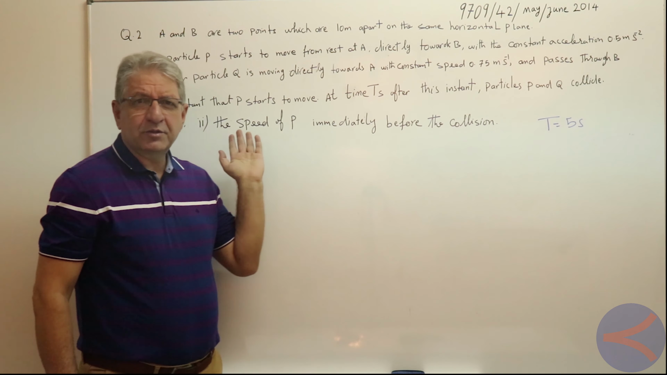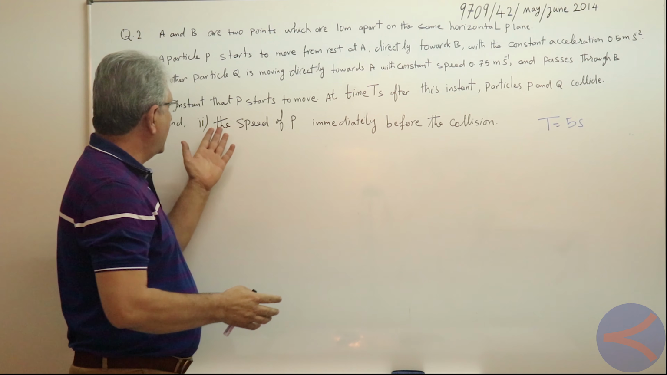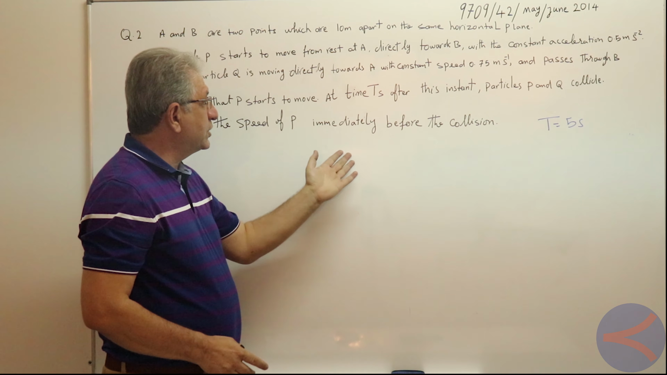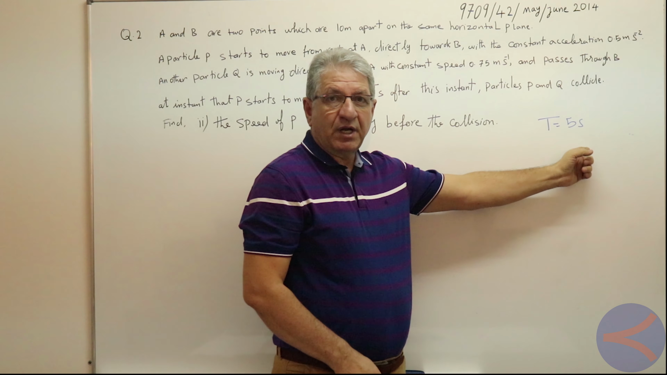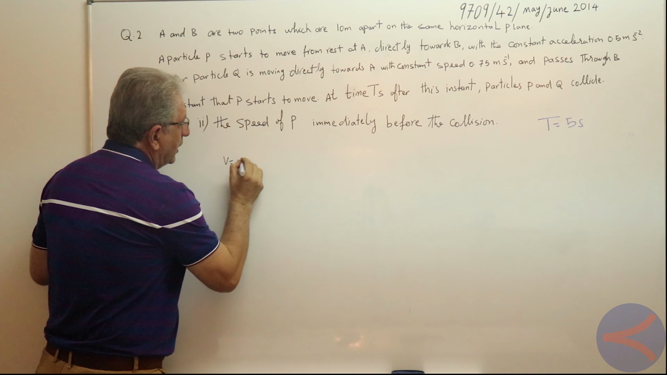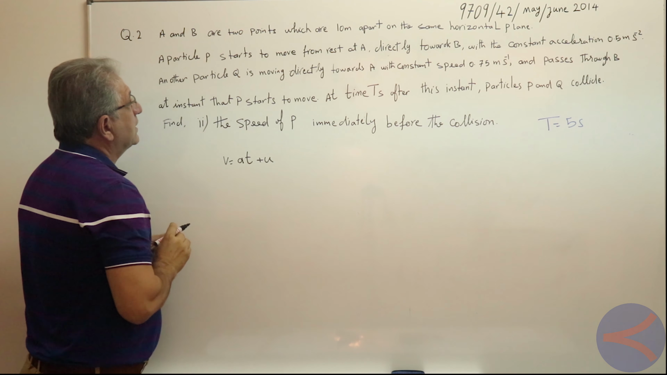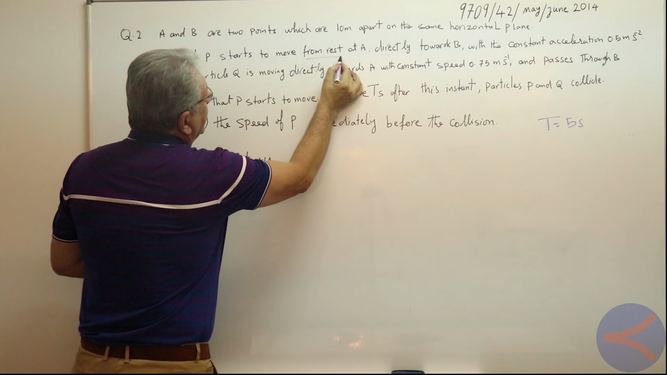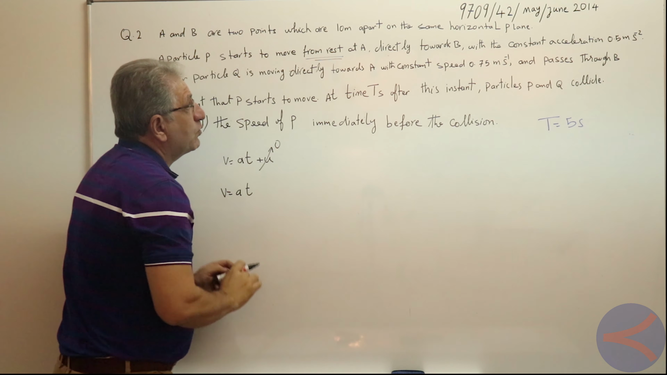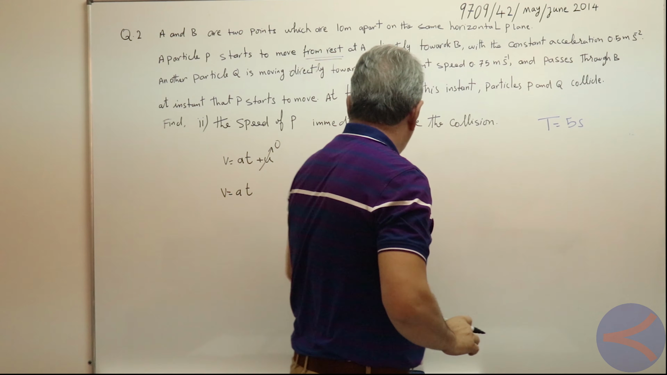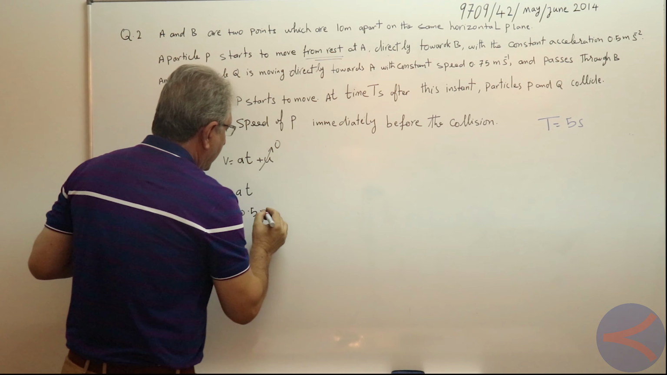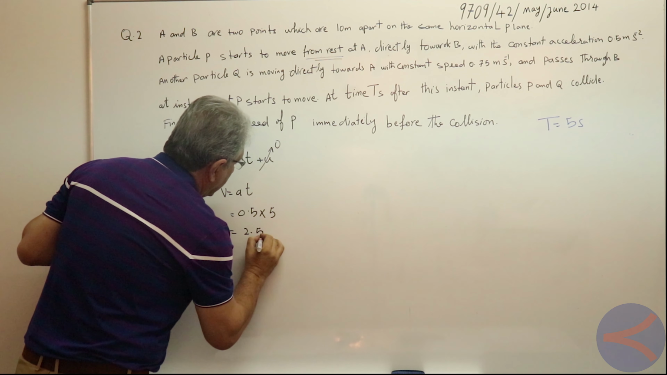The second part of this question is very simple. The question is asking the speed of P immediately before the collision. We know that before the collision, P had 5 seconds to travel. We know the formula: v is equal to at plus u, but P starts to move from rest, that means u is 0, therefore v will be equal to a times t. We know the acceleration a is 0.5, and t we have already calculated, which is 5, therefore the answer is 2.5 meters per second.